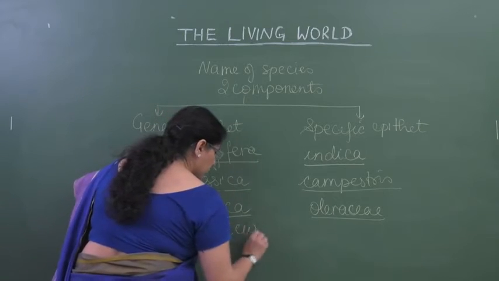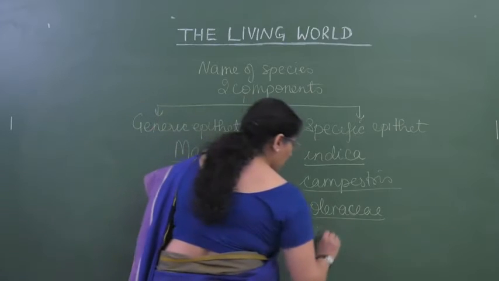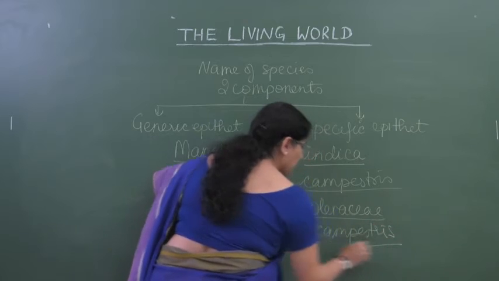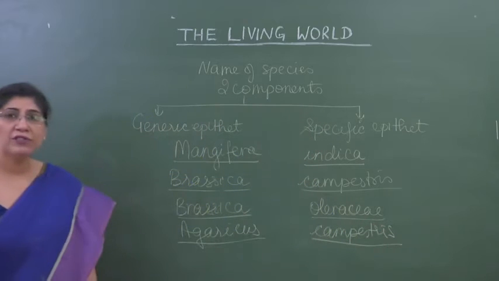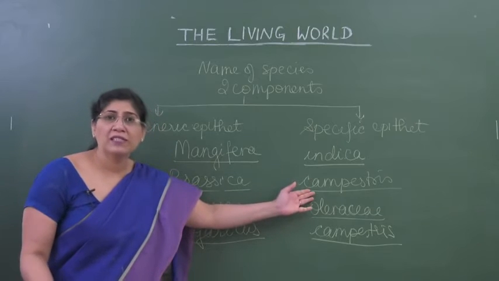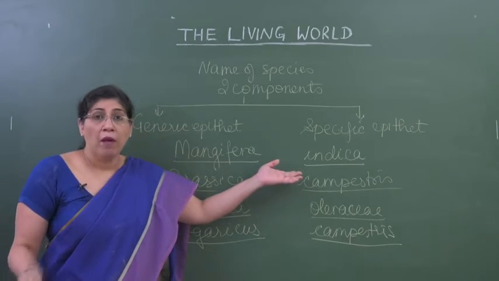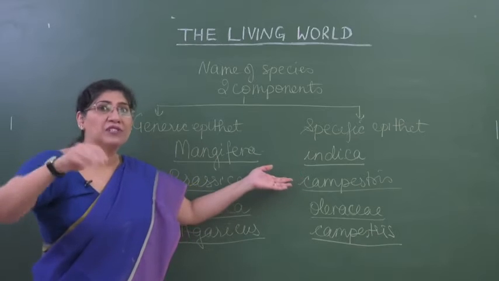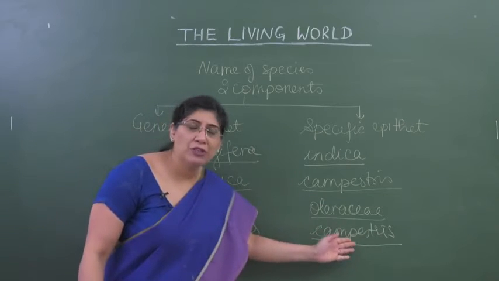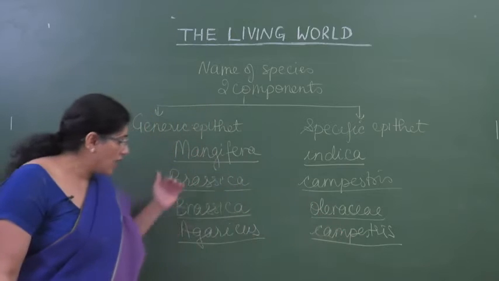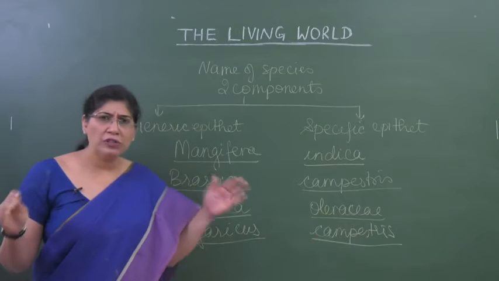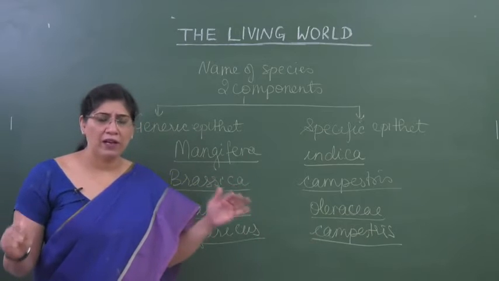Agaricus campestris. Agaricus campestris is mushroom. So can I say campestris is mustard? No. Brassica campestris is mustard. Can I say campestris is mushroom? No. Agaricus campestris is mushroom. This is the most common mistake that you make.